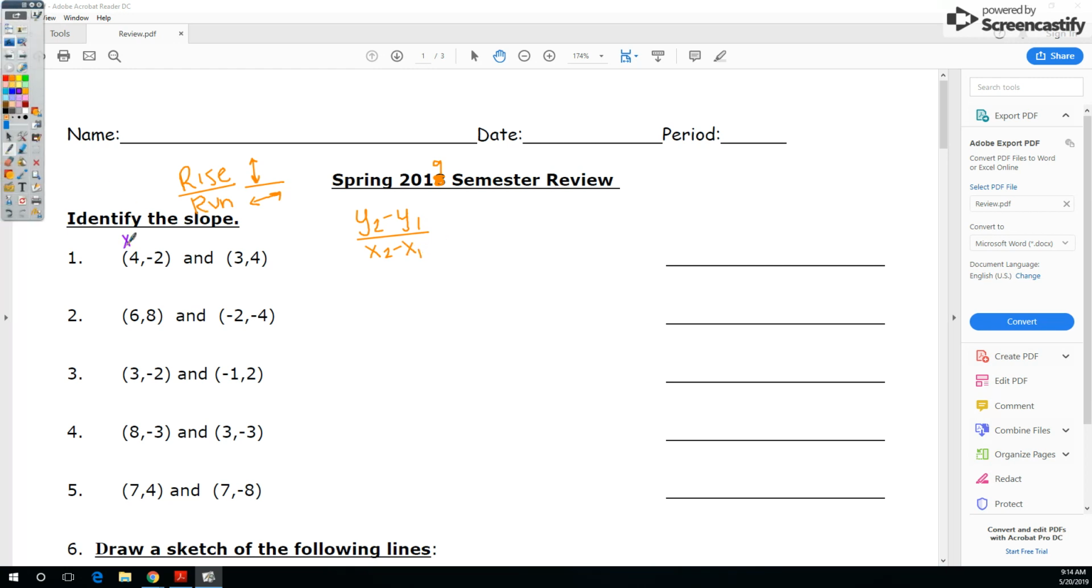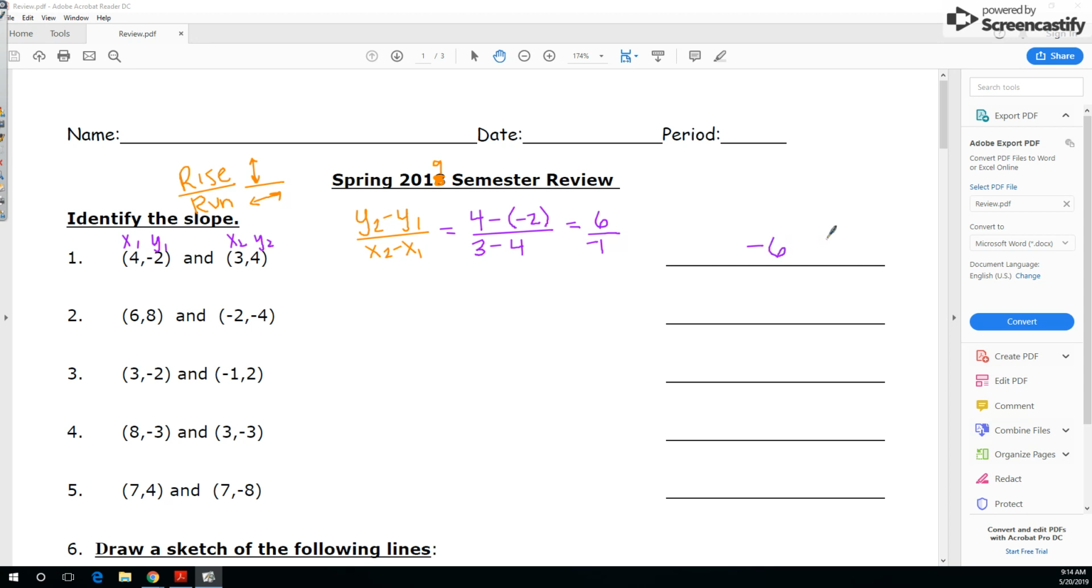So let's label. This is x1, y1. This is x2, y2. So y2 is 4. y1 is negative 2. x2 is 3. x1 is 4. 4 minus negative 2 is really 4 plus 2. And 3 minus 4 is negative 1. Simplifying, 6 over negative 1 is negative 6.